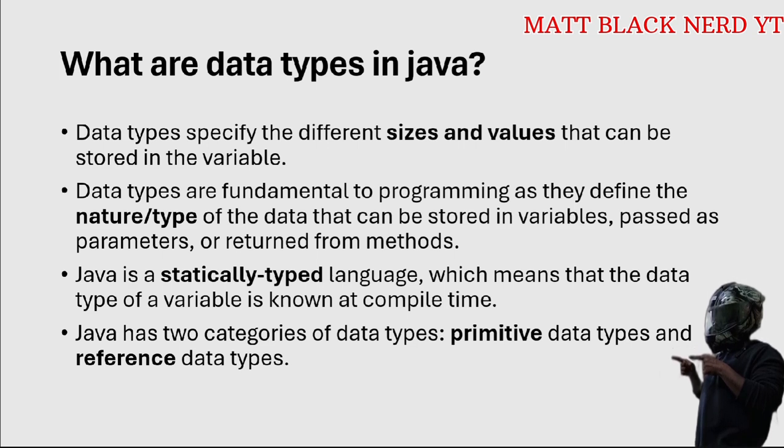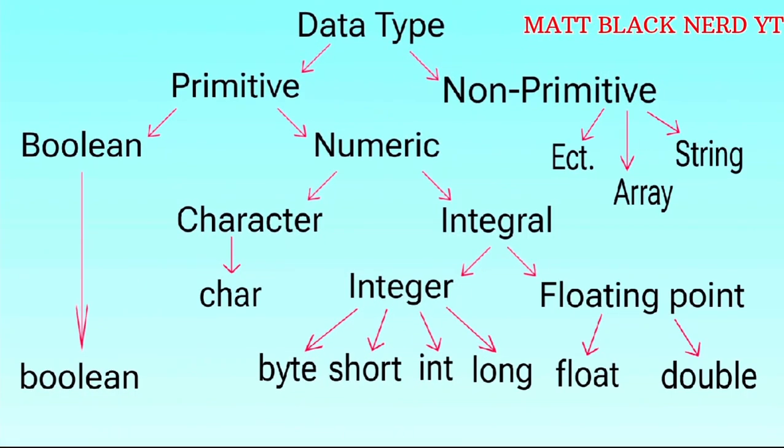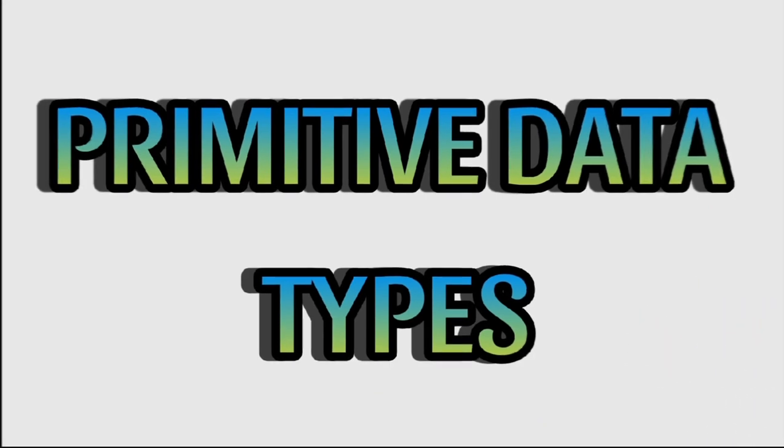Java is a statically typed language, which means that the data type of a variable is known at compile time. Java has two categories of data types, primitive data types and reference data types. This diagram shows the overall categorization of data types in Java. Let's dive in and look at each of these data types in detail. Let's discuss different primitive data types in Java.